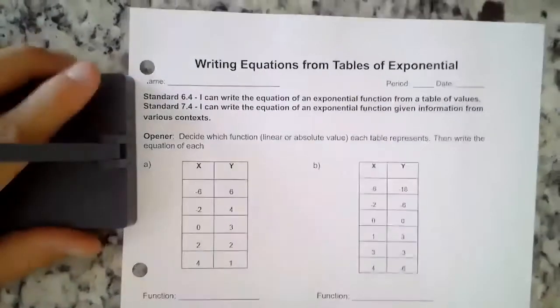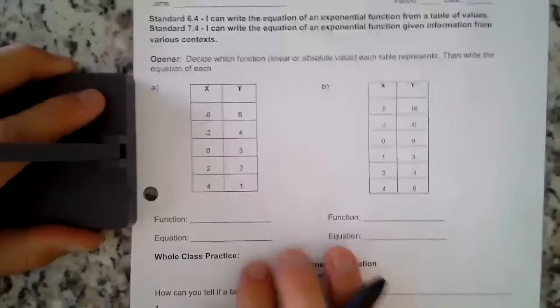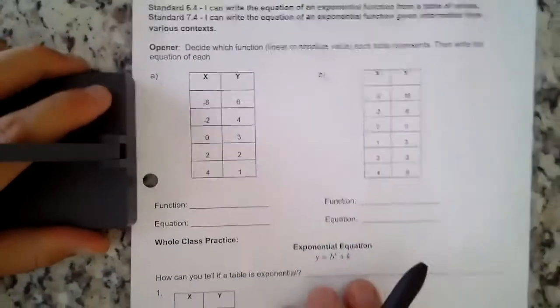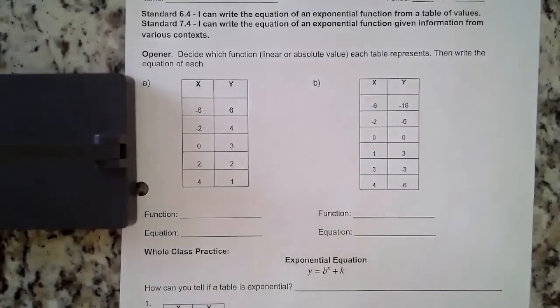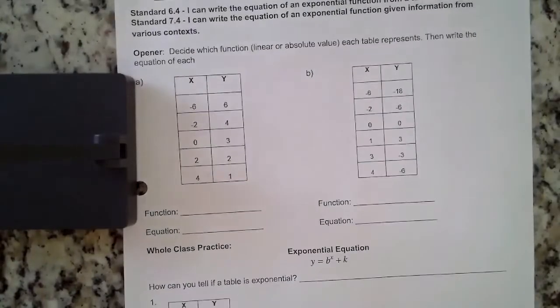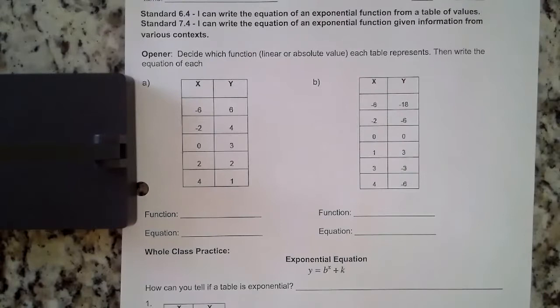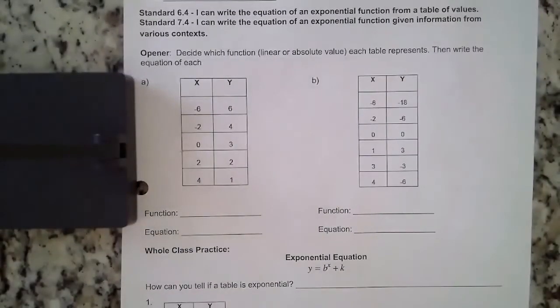So like always, we have an opener to start out with. I know it says linear or absolute value, but now that we have one quadratic, be on the lookout that one of them might be quadratic. So go ahead and hit pause, work through that opener, and then I'll meet you back here for a quick discussion on the opener, and we'll go through the lesson.